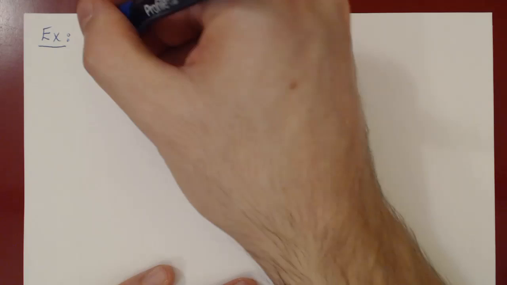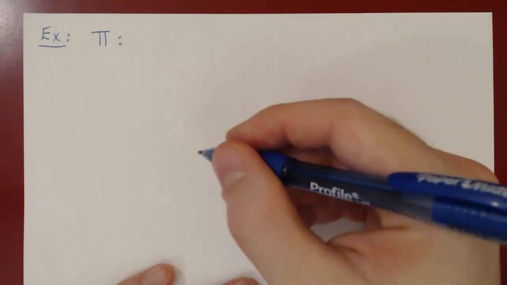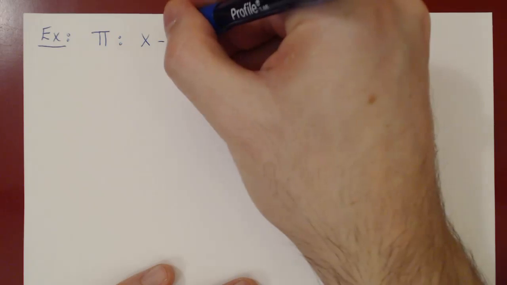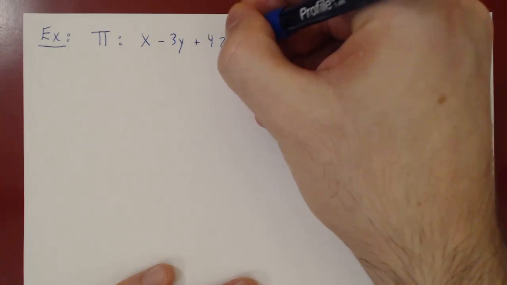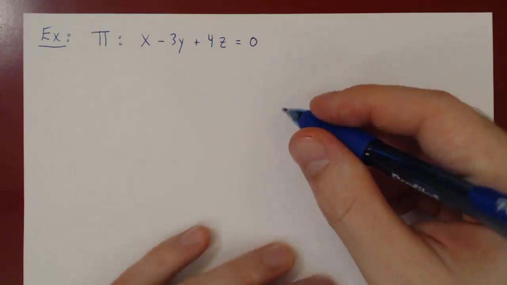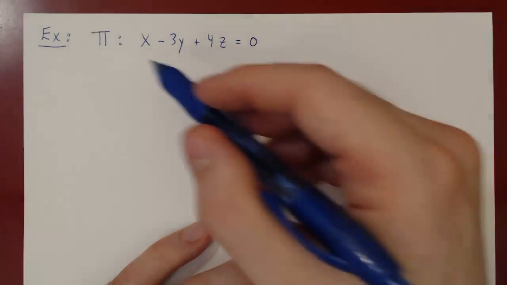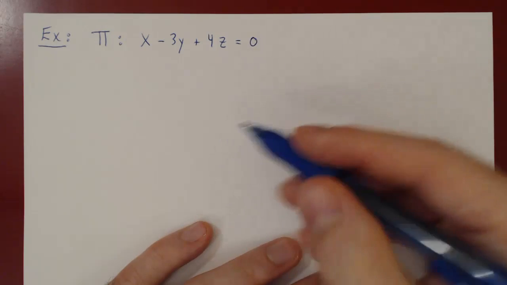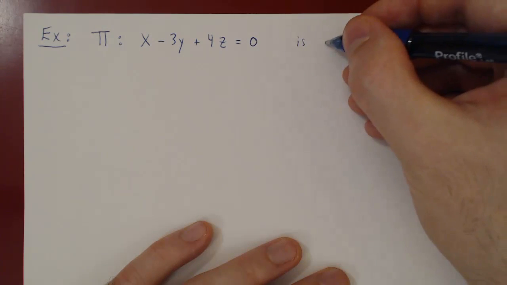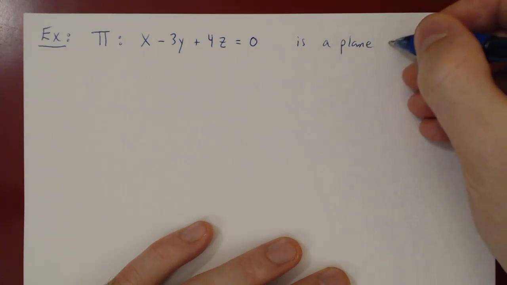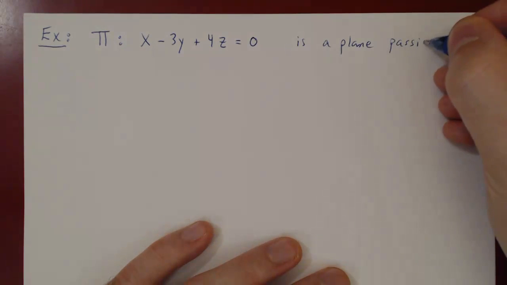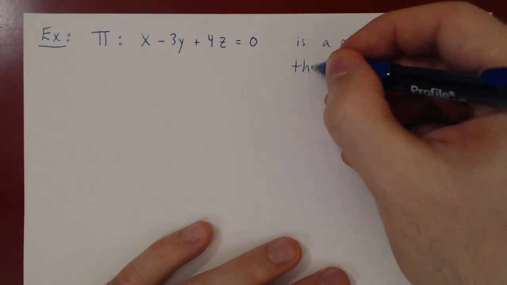And a great example of this is a plane in R3 passing through the origin. And this will be the last example of this video. So suppose we have the following plane in three-dimensional space, given by the equation 2x minus 3y plus 4z is equal to 0. Now clearly this is a plane passing through the origin because the point 0, 0, 0 is a solution.